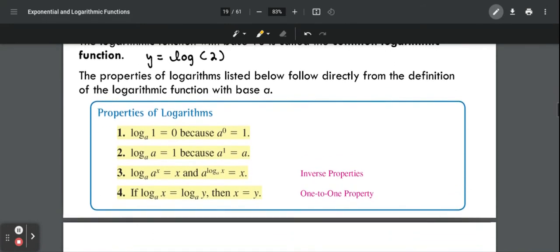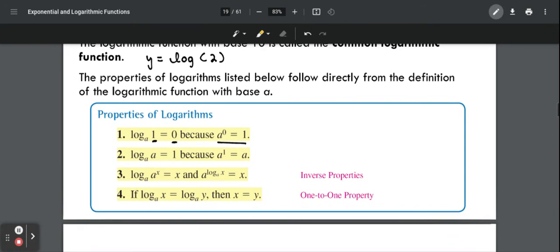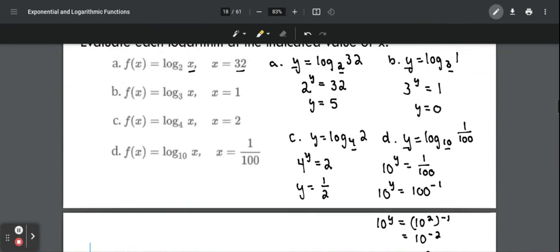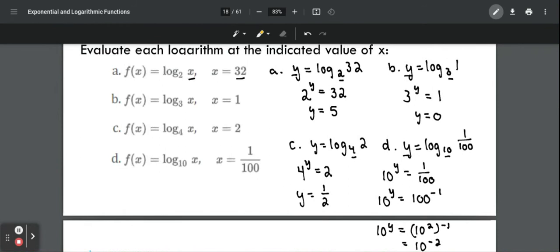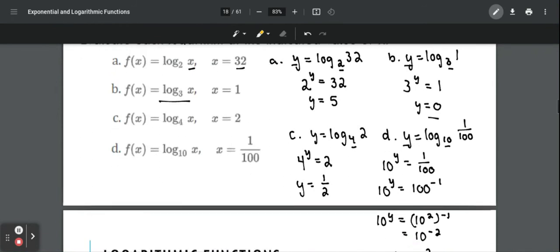So some properties: anytime that you take the log of 1, you'll always get 0, because if you were to put it into exponential form, a to the 0 is 1. And we did one like that up above in letter B, right? When we were taking the log of 1 and we ended up with 0.